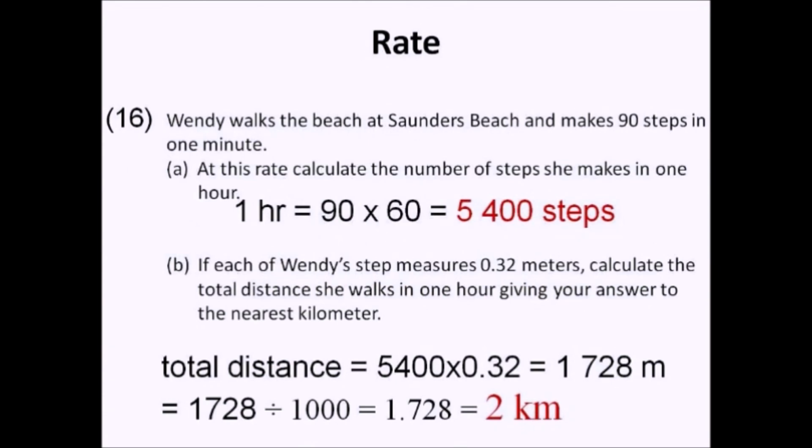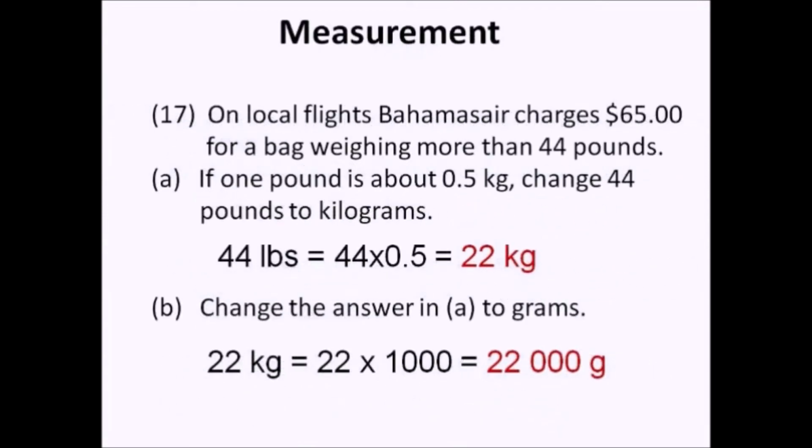And we go on to 16, rate. In 1 hour is 60 minutes, so it's 90 times 60, 5,400 steps. And then if each step is 0.32 meters, multiply 5,400 by 0.32, you get 1,728 meters. Change that to kilometers is 1.728, but you want it to the nearest kilometer. That's how we got 2, guys. So you must have 2 to get full marks for that.